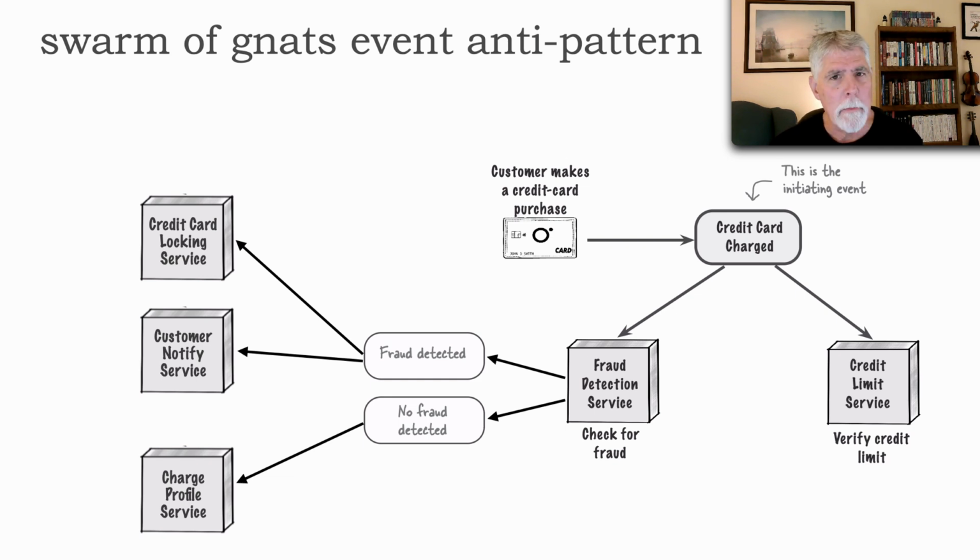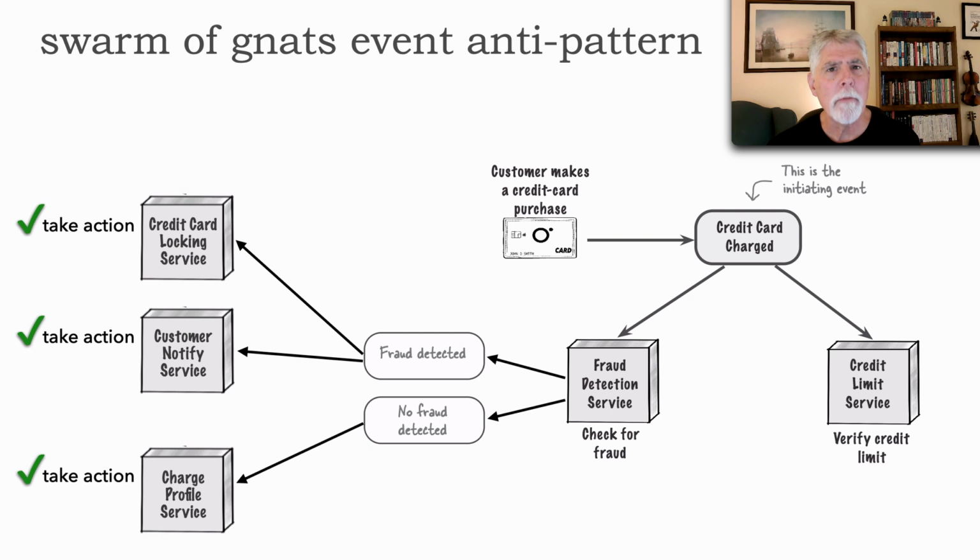Well, the nice thing about this model right here is that now that we're sending two different events, the credit card locking service and customer notify respond and take action if fraud was detected. But if no fraud was detected, they don't respond to that event. But the charge profile does, and that one takes action.